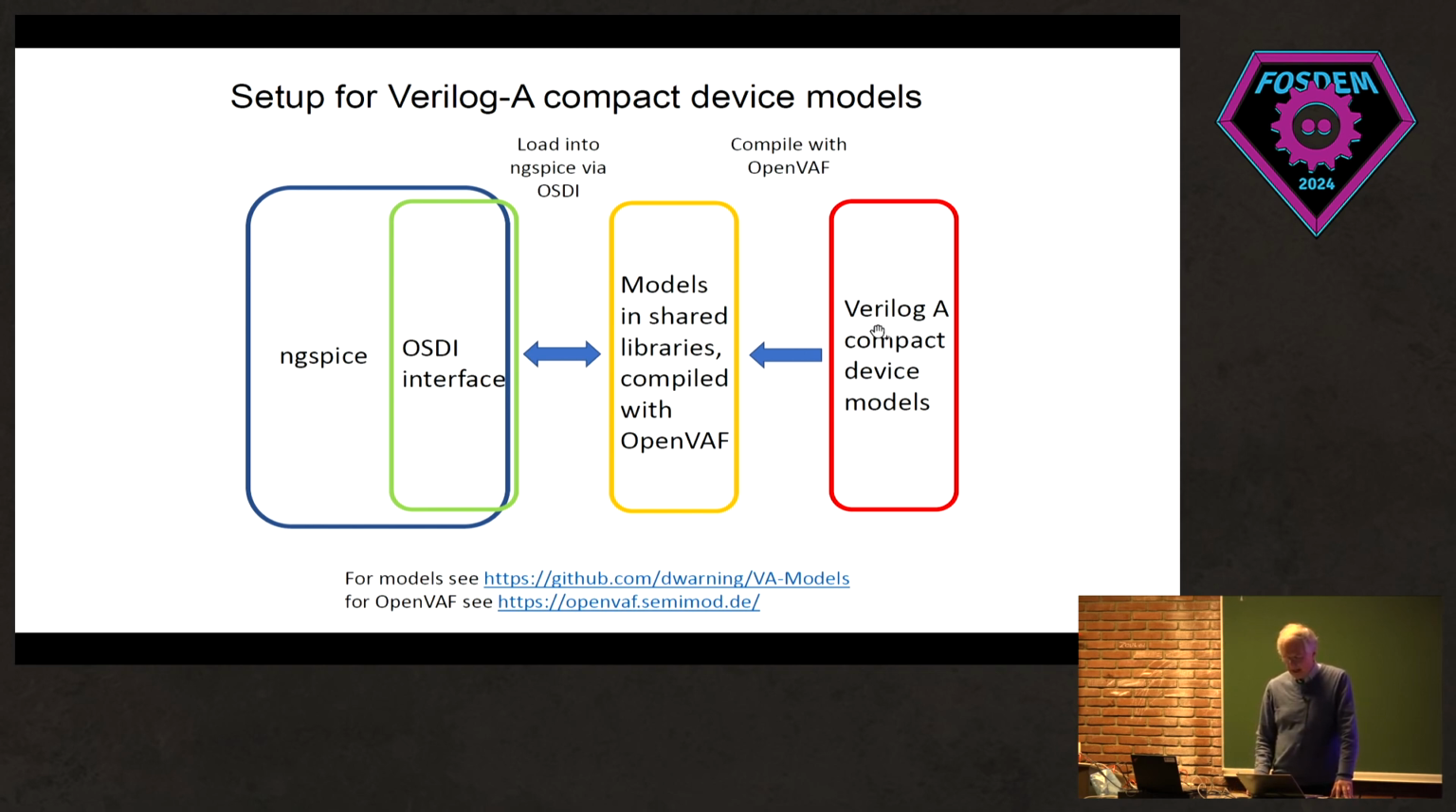We have the Verilog-A model description. We compile this model with the open source compiler OpenVAF, compile it directly into a shared library, and this shared library can be read by NGspice, which has got the OSDI interface. So we are reading directly the Verilog-A compiled model from a shared library, or DLL.